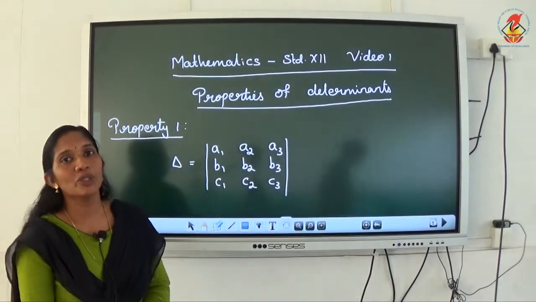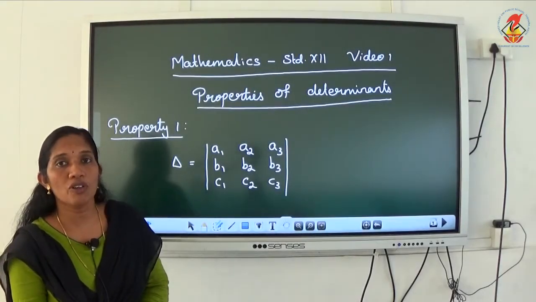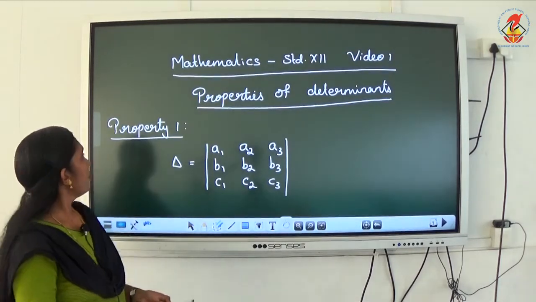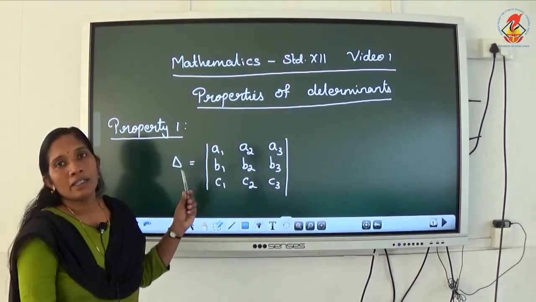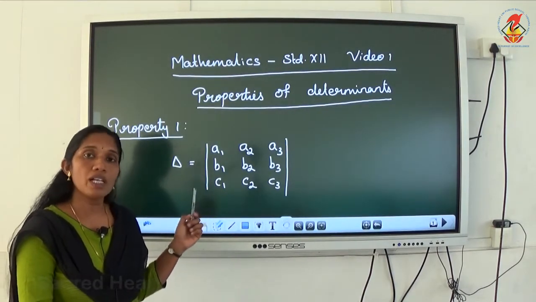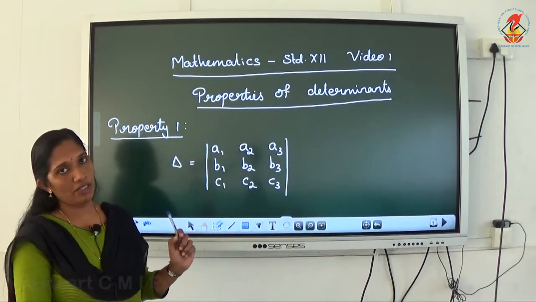Welcome back, children. Today we have to discuss some properties of determinants. There are 6 properties of determinants. The first property is the value of the determinant remains unchanged if its rows and columns are interchanged.